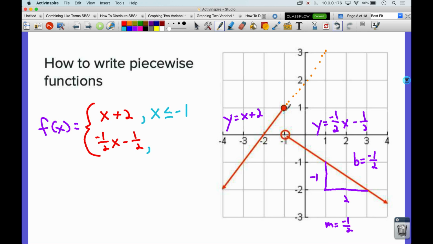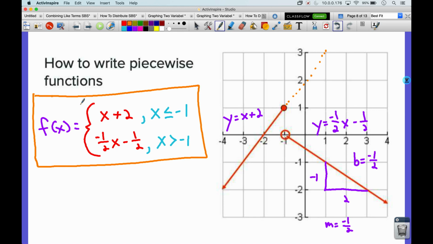I did the or equal to because it's got the closed dot. This line takes over at negative 1, so it's valid for all x values greater than negative 1. Put a box around this whole thing, because that's our piecewise function.